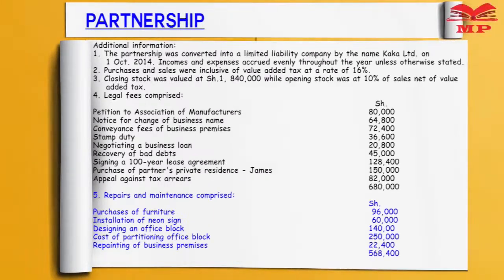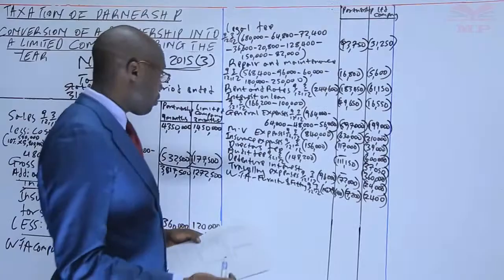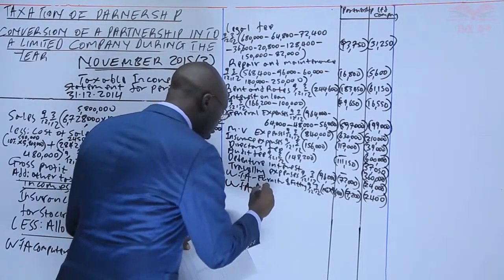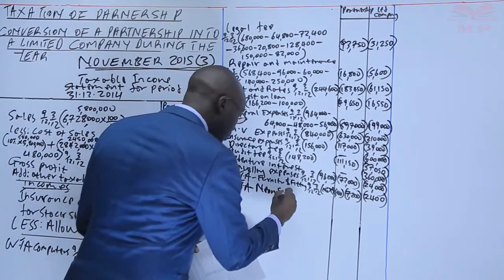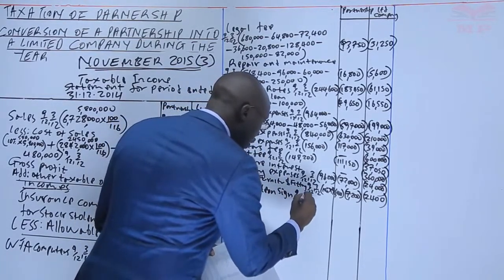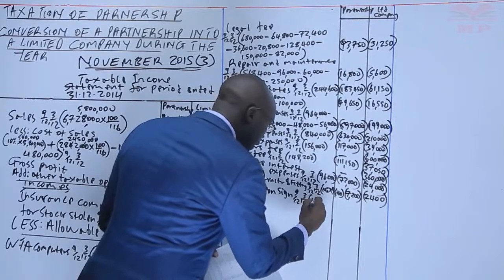So another fixed asset in point number 5 is installation of neon sign. That requires wear and tear as well. So wear and tear allowance on neon sign, which we are supposed to have again 9 over 12, 3 over 12 of 10%.